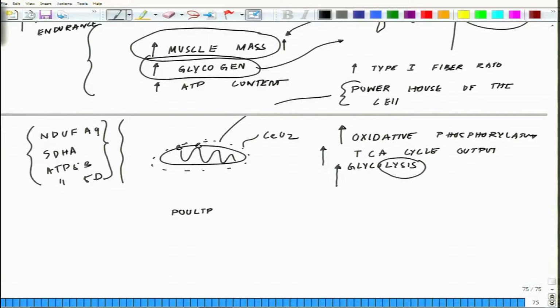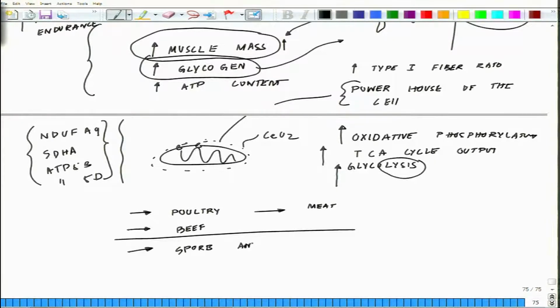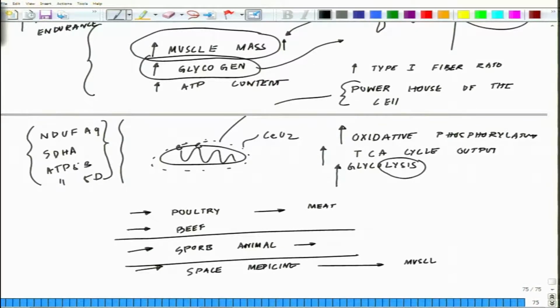Okay, one area is meat, similar is beef, similar is the situation for sports animals, similar is in space medicine, because if you look at space, there is huge amount of muscle loss, mostly the skeletal muscle loss.